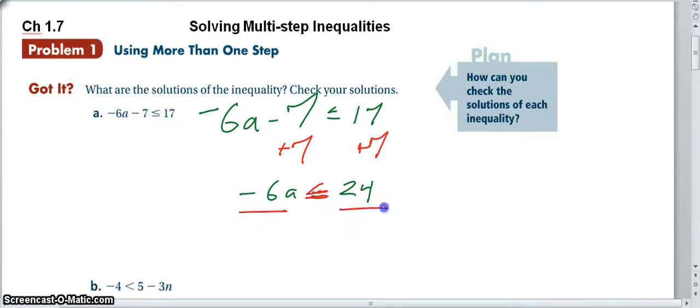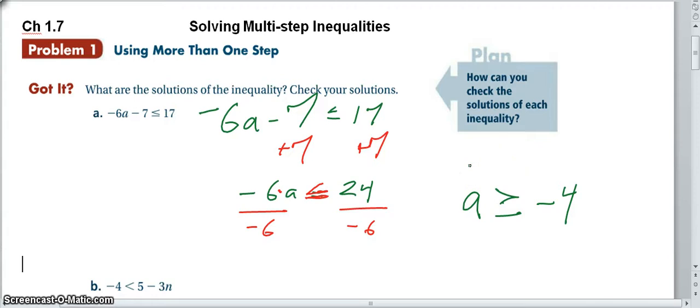Now this is where the tricky part comes in. We want to divide on both sides to get rid of this multiplication. So we're going to divide by negative 6, but when we divide by a negative, something specific happens because it's an inequality. If you don't remember, your inequality symbol flips direction when you divide by that negative. So 24 divided by negative 6 gives me negative 4, and a is greater than or equal to negative 4. Well, 0 is greater than negative 4.